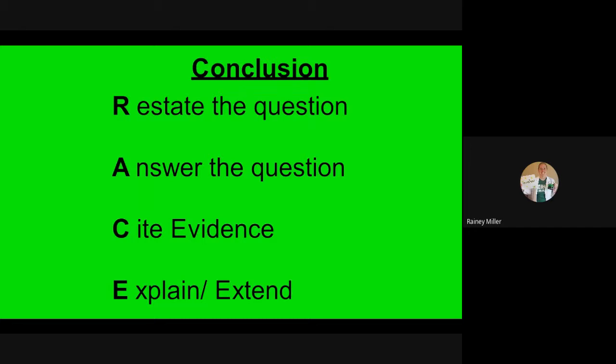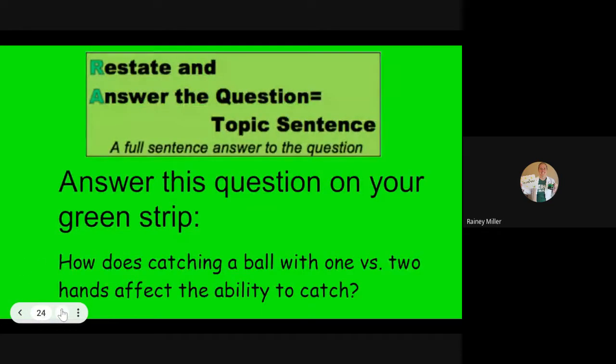information that you learned. So, one of the ways to structure this is by doing the same thing that you might have done in language arts, where you restate the question, you answer the question, you cite evidence, then you explain, extend. So, how we're going to start this off is we're going to start off by restating and answering the question. We kind of mesh those two together whenever we're trying to answer our investigative question.